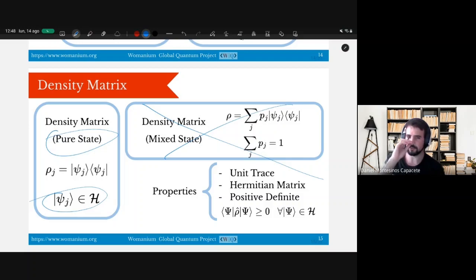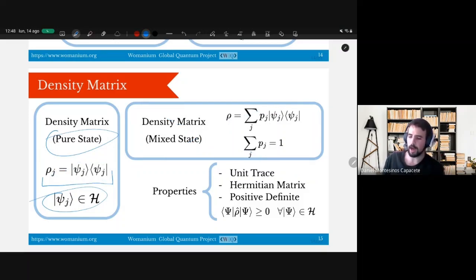This is not something special for the qubit. This is something that you can use for any quantum system. So it's just any state vector of your Hilbert space. That's what we call a pure state. So the density matrix will be just the matrix that you get out of doing this calculation. That's quite a straightforward definition.